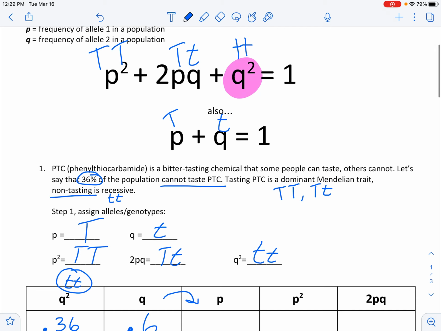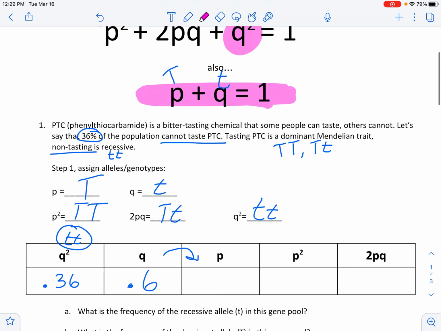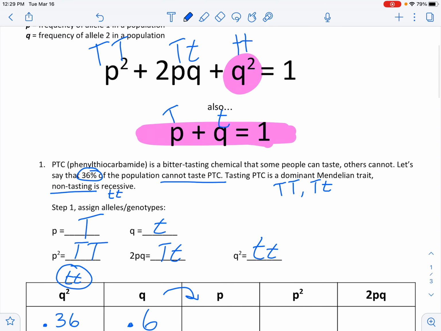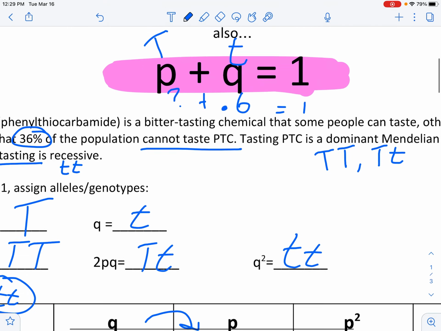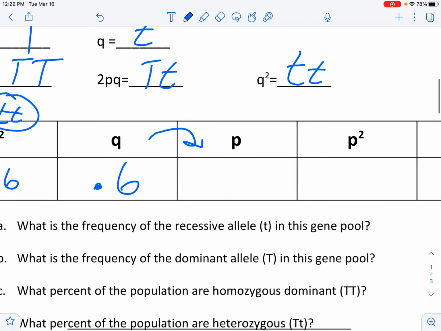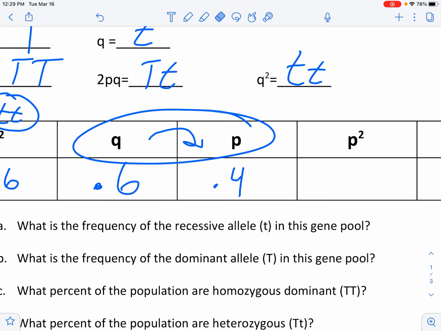We're going to use this equation. If we add up all of the capital T and lowercase t alleles in the population, that will equal 100%, or 1. So if we know this is 0.6, what plus 0.6 equals 1? That's 0.4. We just take the difference from 1. These two added up will always equal 1.